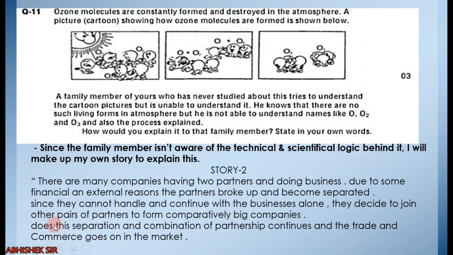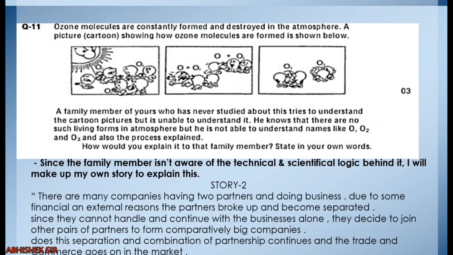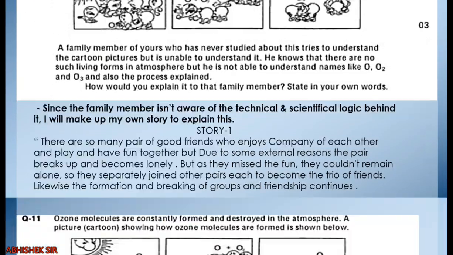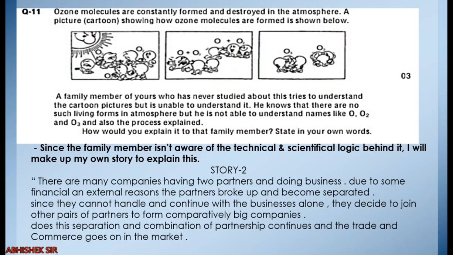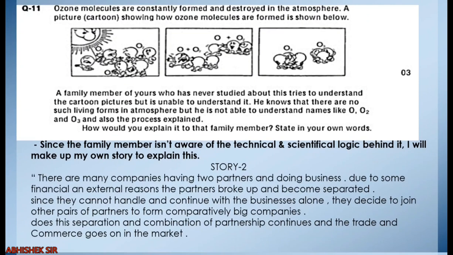So this is THUS, thus, do not write DOES, right? Okay. So just like that, two companies having two partners, that means O2. External reason, again UV light. Partners broke up, that means oxygen atoms and oxygen molecules. Now they decide to join other pairs, that means O combines with O2 to form big companies, O3. So this is my part of the story that I have written. Two stories I have given. So this is story 1, friendship, and this is story 2, partnership.